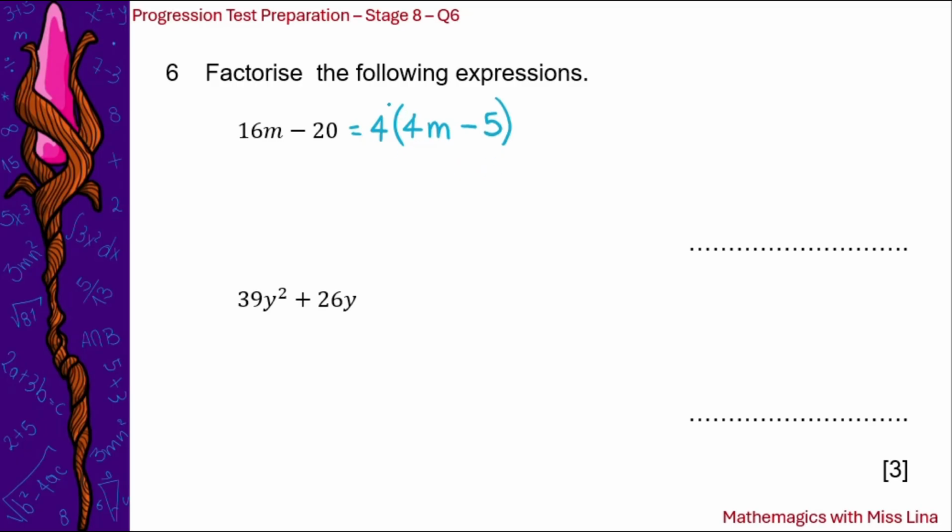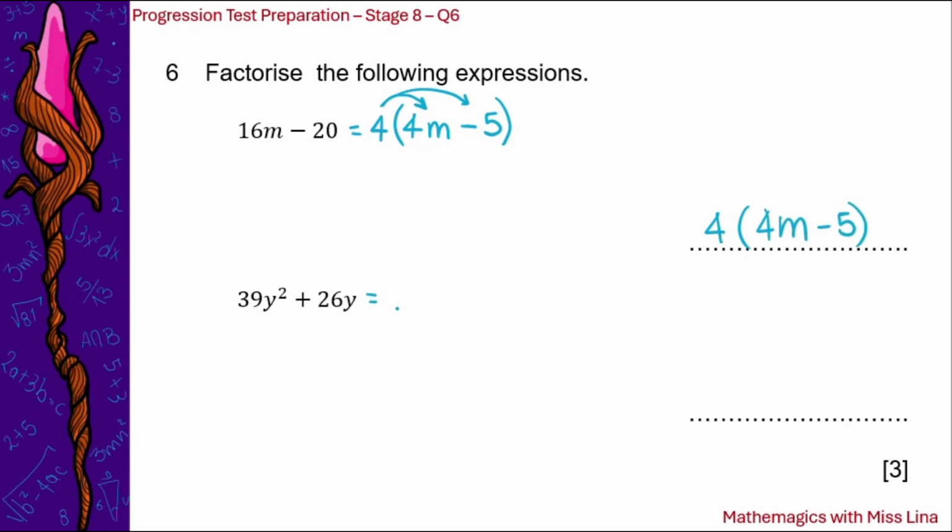Remember, it's very useful to always check your result. If you go and do the distributive, you need to make sure that doing the multiplication, you get the expression that you had at the beginning. 4 times 4m is 16m, so it's correct. And 4 times minus 5 is minus 20, so this one is correct. And you can go ahead and write the answer.